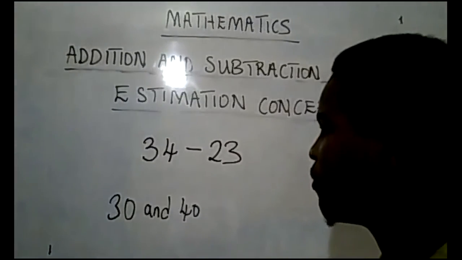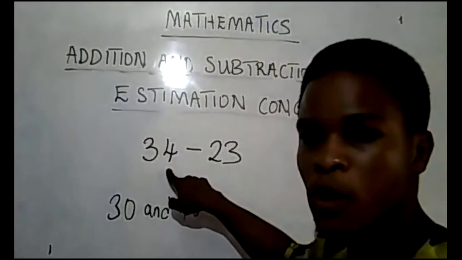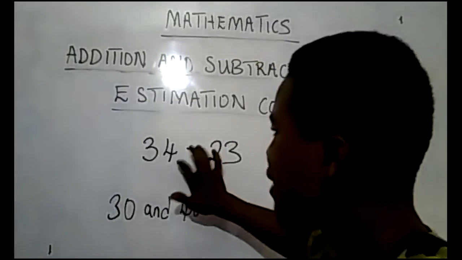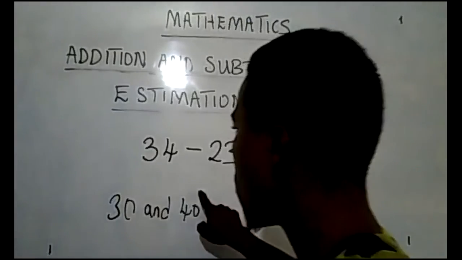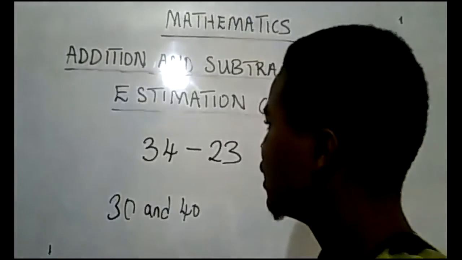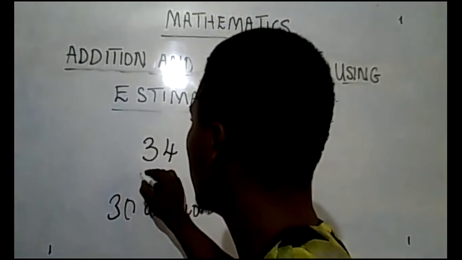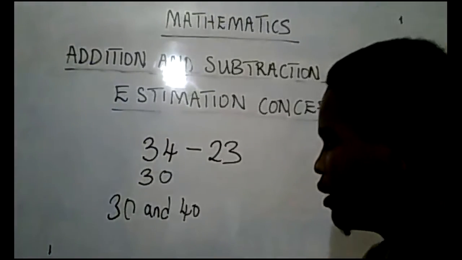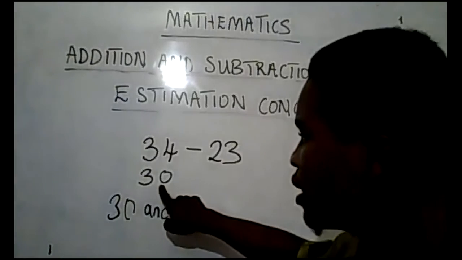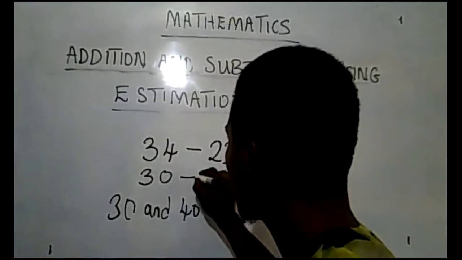How? I told you in the previous class that this is 4, and this 4 is not up to 5. Automatically, you are rounding down. And this is down. Don't forget, this is down. This is up. So now, if you're rounding down, it means that 34 is approximately 30. You round it to 30.